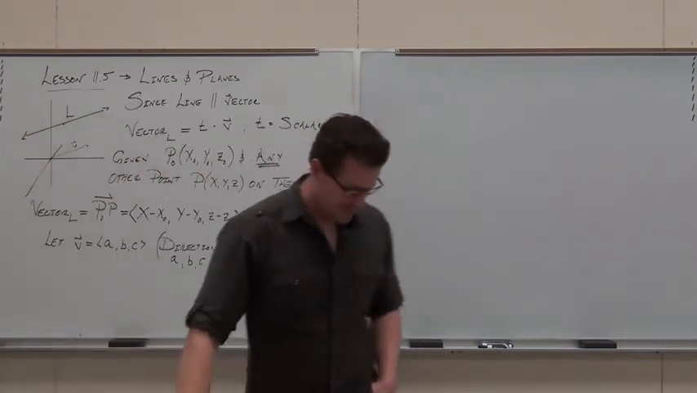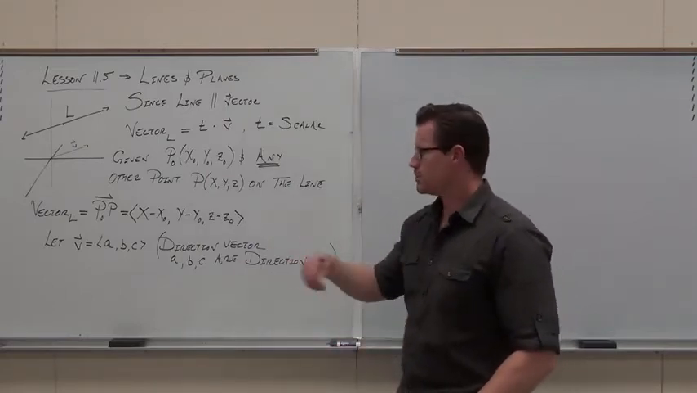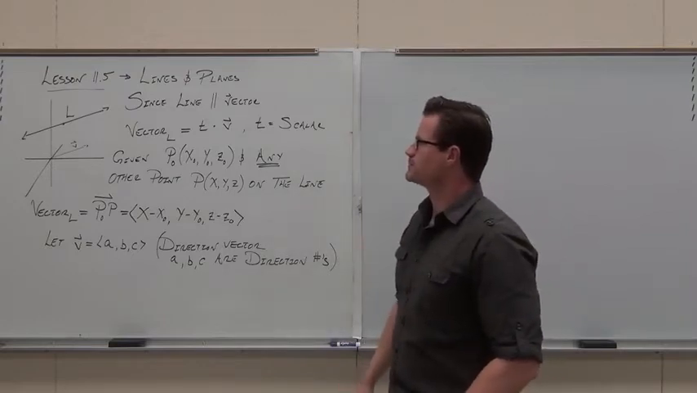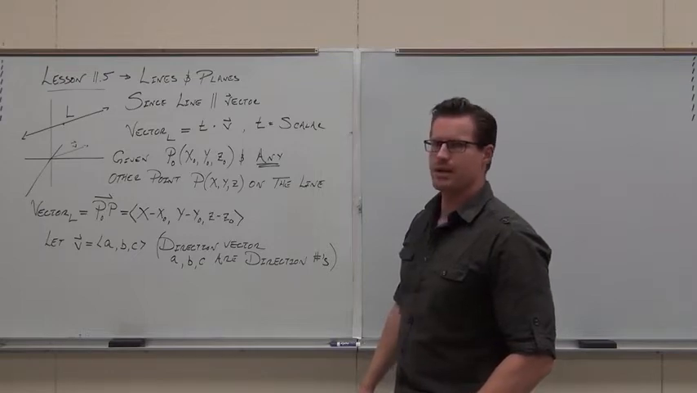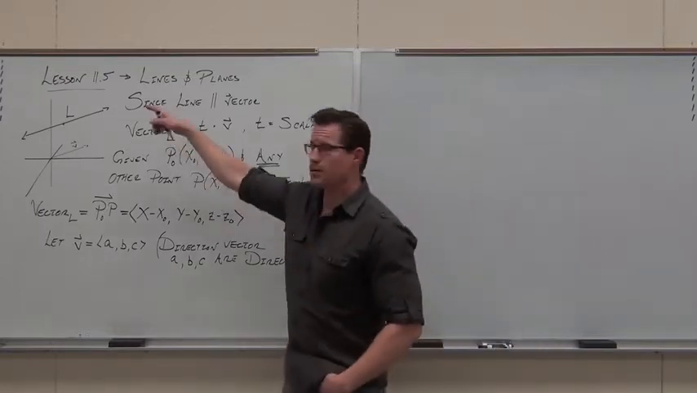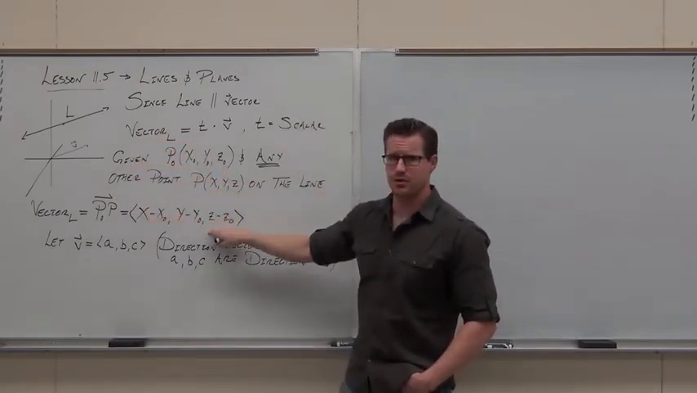Okay, we're almost done. It doesn't even look like we're almost done, but we're almost done. Here's the whole punchline of this. I'm going to do it over here. You guys have it written down? I got 2 points on the line. I can always find the vector between them. In fact, here it is. Here's the whole point.